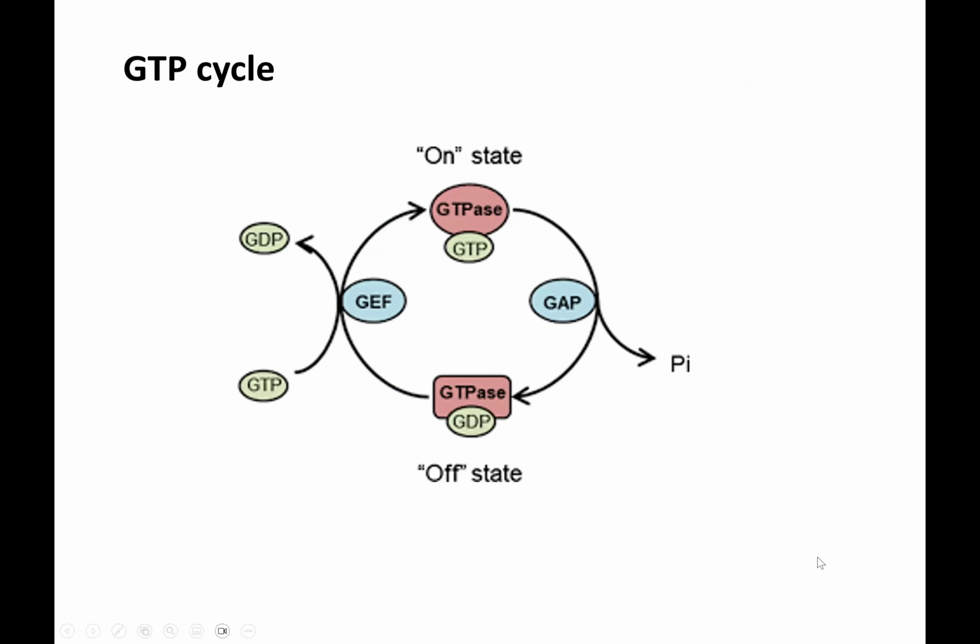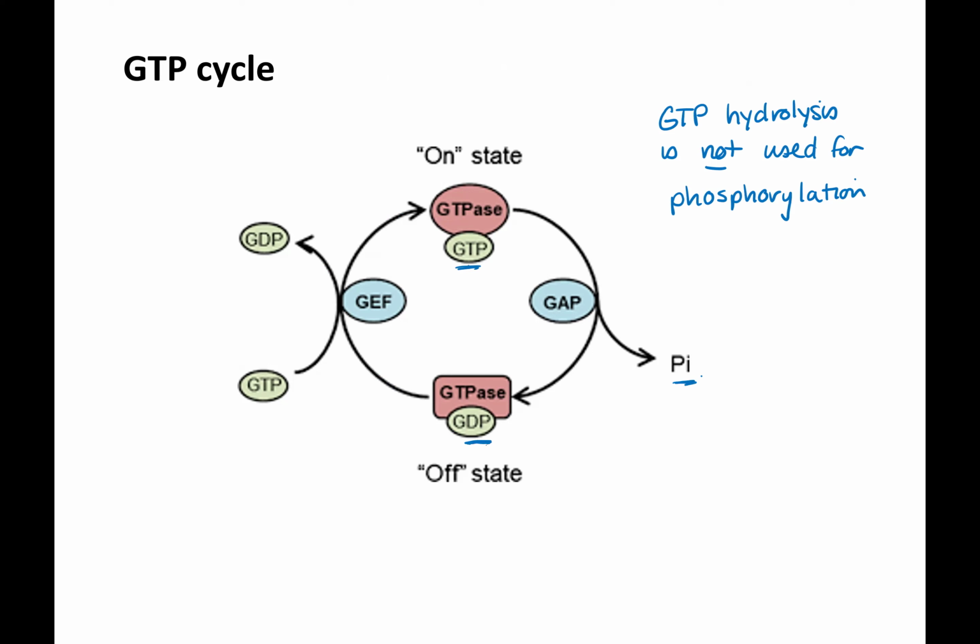GTP, the phosphate is not used for... let me say that again. Let me write it this way: GTP hydrolysis is not used for phosphorylation, right? So even though you see that GTP is going to GDP and we're losing a phosphate, this phosphate is not put on anywhere. This phosphate will be recycled to eventually make more GTP or GDP.